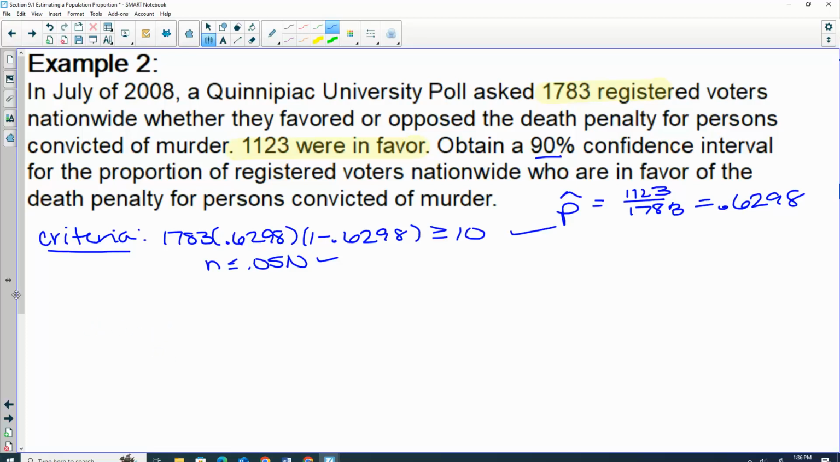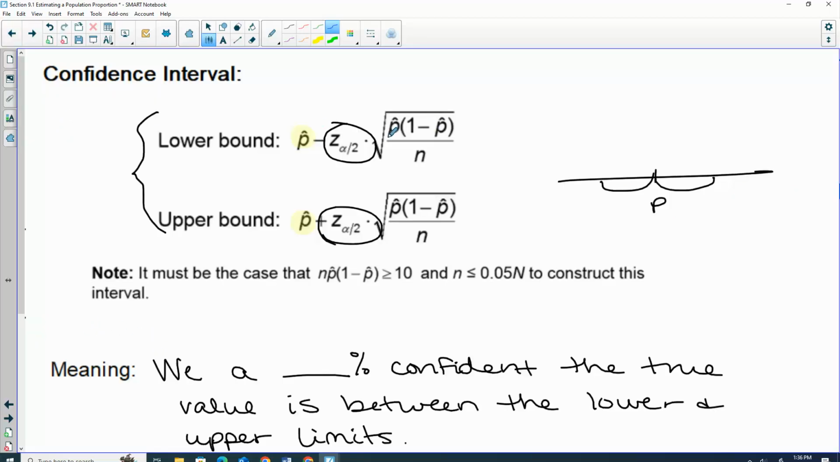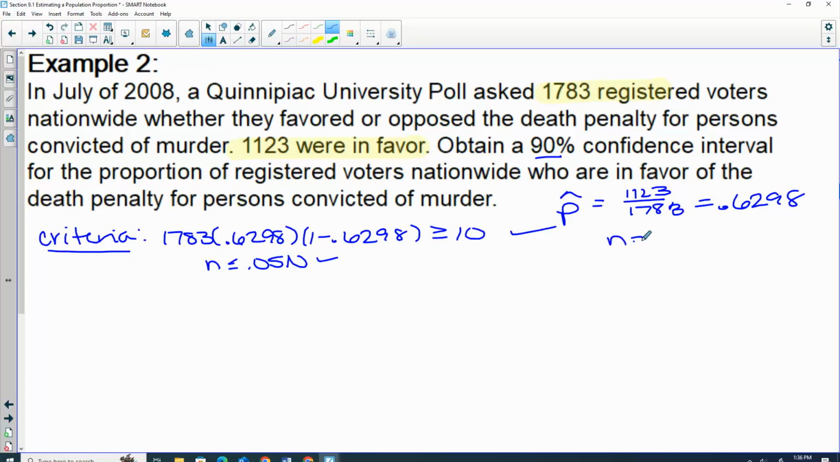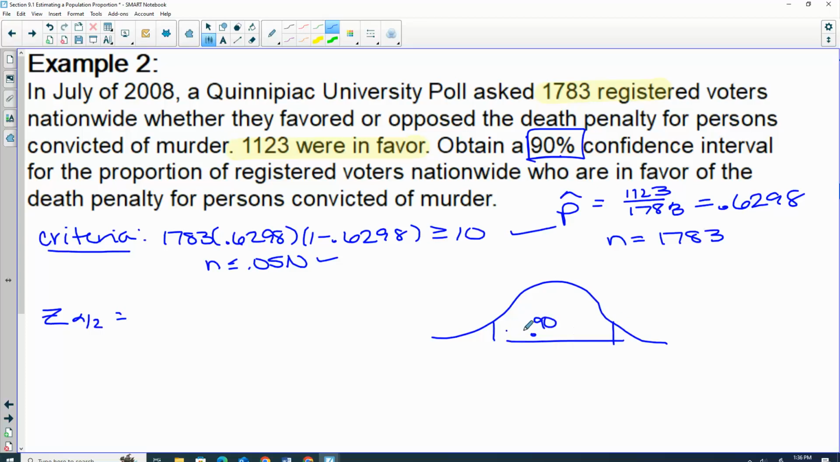So now, in order to do the confidence interval, we need p hat, which we have. We need our z, and we need n. What is my n in this case? 1783. So the thing that I need to find is my z alpha over 2. And that is probably the hardest part of this. We did these back at the beginning, but the z alpha notation is a little bit opposite of what we think. If I want a 90% confidence interval, that means I want 90% of my points to fall in the middle, right? How much is left for each end? 0.05.